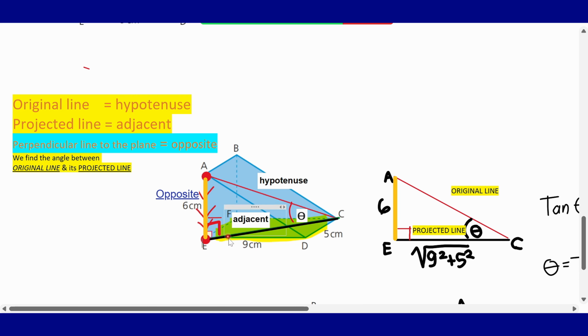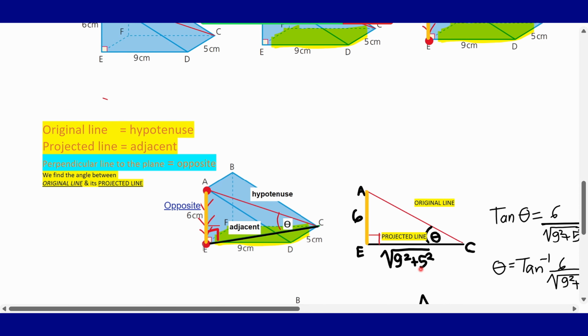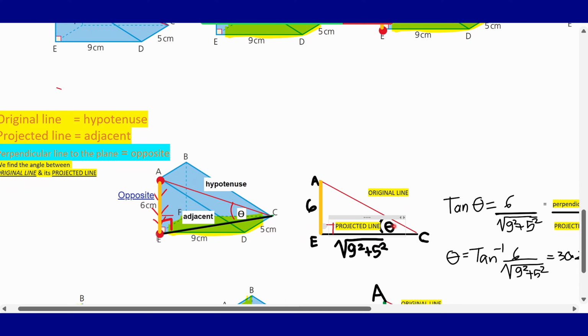So then we draw this triangle and move this triangle AEC to here, and we have the theta in here.